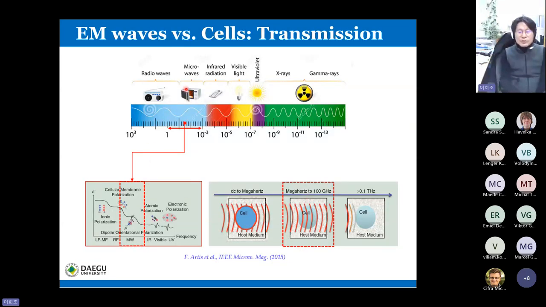And as you can see, the microwave band responds to the electric dipole in the dielectric spectroscopies. From the viewpoint of interactions between electromagnetic waves and cells, DC to about 100 megahertz waves do not penetrate the cell. In addition, terahertz and optical waves only locally penetrate the cells because terahertz and optical waves are very high frequency. This means the skin depth is very small. However, the microwave completely transmits into the cells. So, it's important to understand the microwave transmission property to the cells.